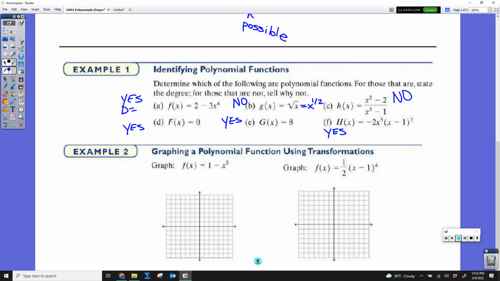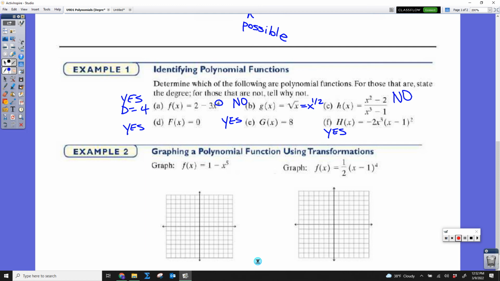What's the degree on this one? 4. Okay, explain to me how we got that. How many terms are part of that, first of all? That word's thrown around. Terms are always separated by pluses and minuses. So this has 2 terms. This term right here has the exponent that's the largest, right? So that's a degree of 4.